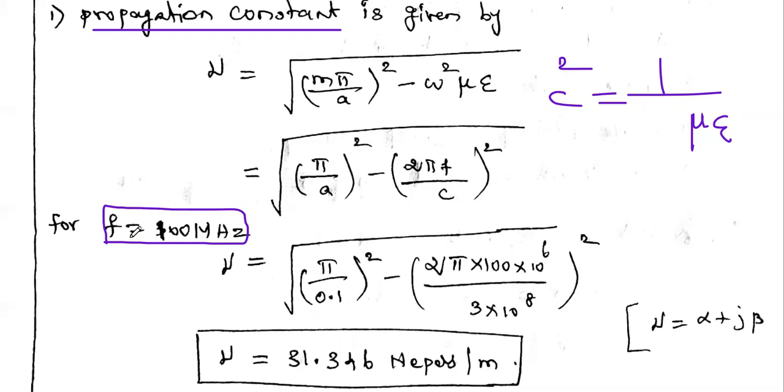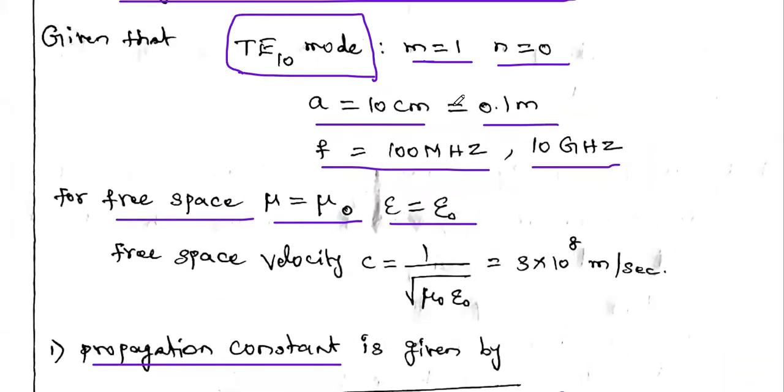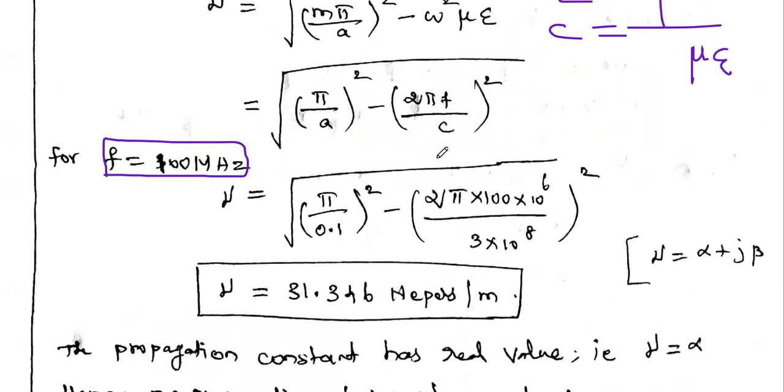One is for the frequency 100 megahertz, another one is 10 gigahertz. So first case, for frequency 100 megahertz, you substitute this f value and the a value. What is the a value? In our problem, a is given as 10 centimeter, that is 0.1 meter. The operating frequency is 100 megahertz. So you just substitute the values.